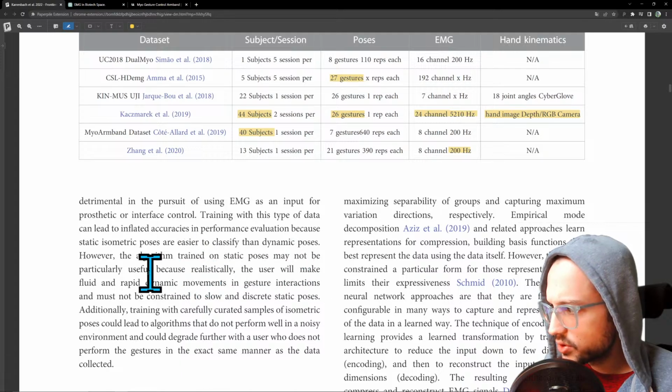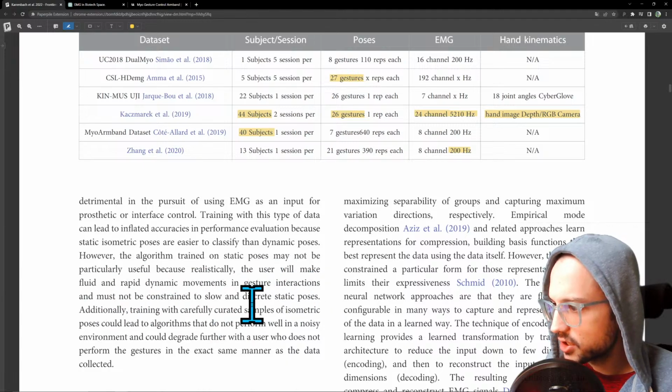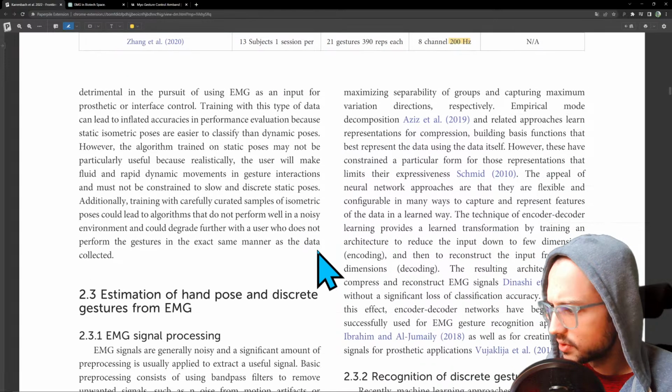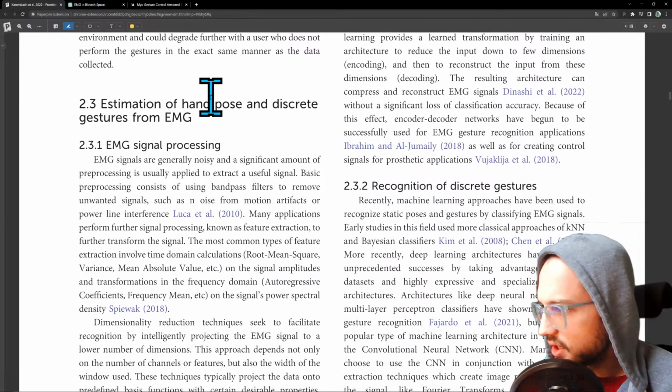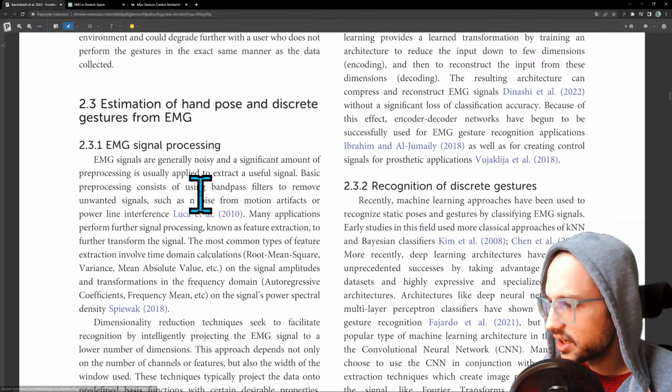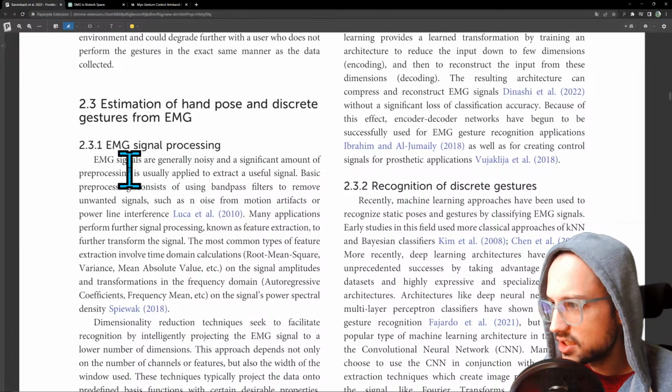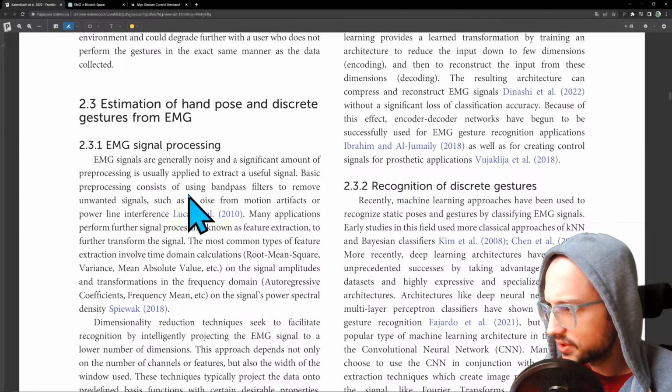Algorithms trained on static poses may not be particularly useful because realistically the user will make fluid and rapid dynamic movements in gesture interactions and must not be constrained to slow and discrete static poses. Yeah, so I mean, they're kind of arguing here that the static poses are no good, but I need no convincing. I am 100% with that. I feel like gesture recognition needs to have the time-based component. It's definitely not something you can analyze statically.